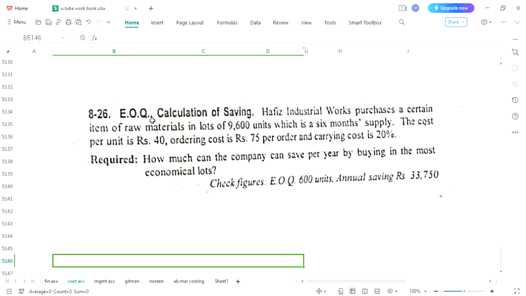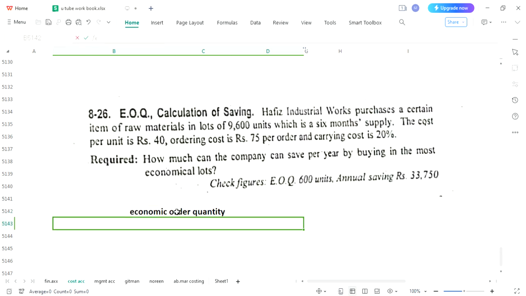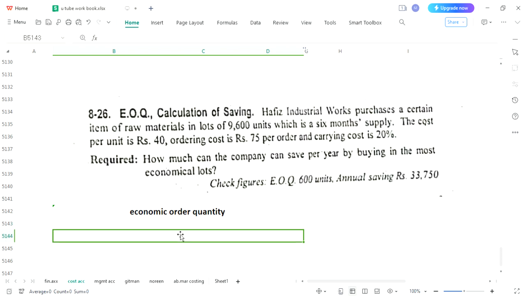Our first step is to calculate economic order quantity, and as you know, economic order quantity is the number of units. Please do remember, these are the number of units. It's not related to amount. Quantity suggests the number of units which are most economical. If you order these number of units, you will get maximum financial benefit.